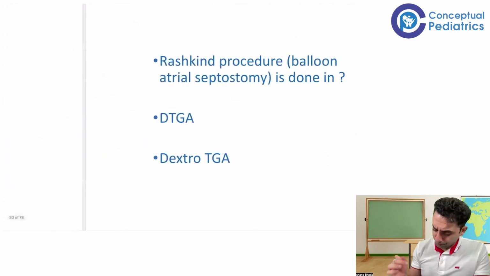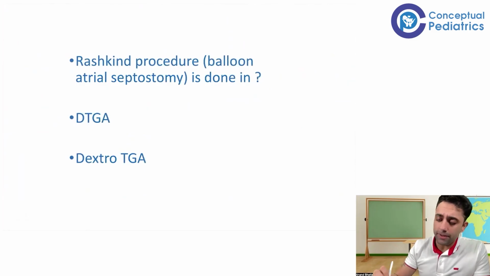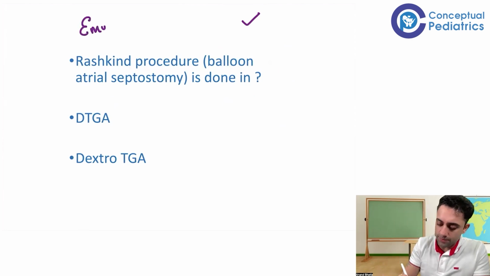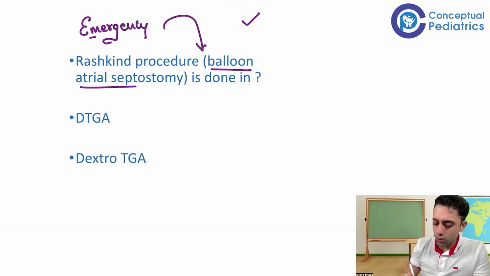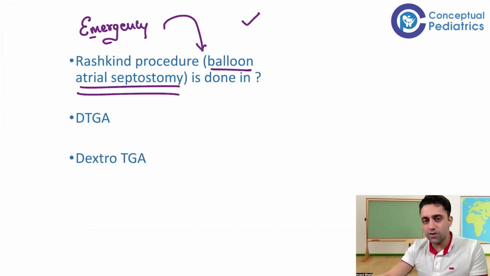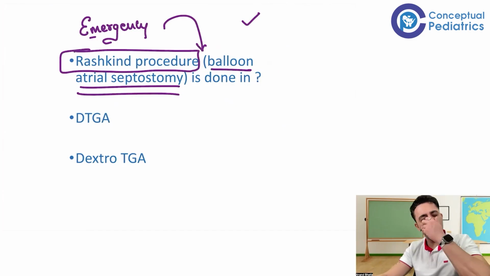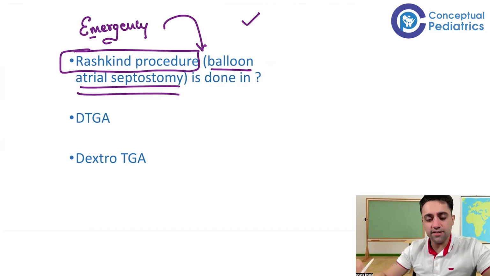That is one thing. Now, very importantly, I told you the medical management of TGA was L-prostadil, yes or no? Which is a PGE1 analog, where keeping the PDA open is very important for the survival of the baby. Whereas I asked you the emergency management. The emergency management, very importantly, is nothing but balloon atrial septostomy, which is also known as the Rashkind procedure, which is done in TGA.